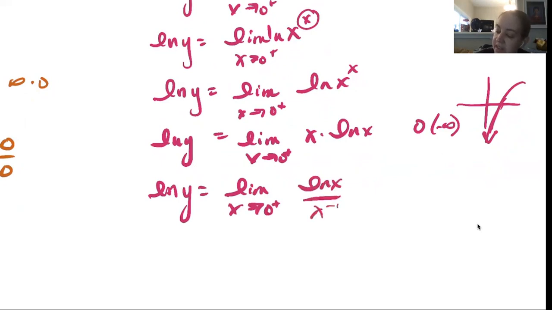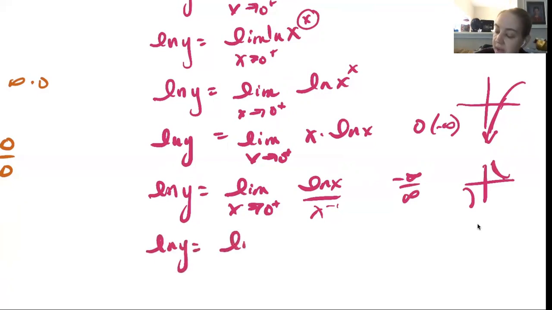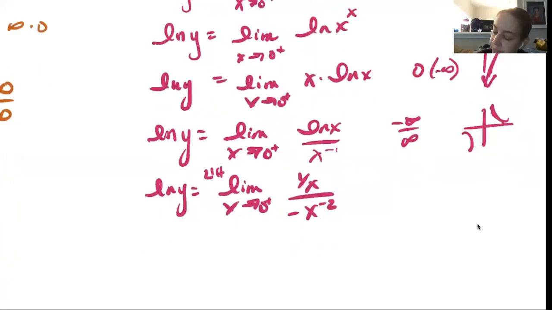Now if I look at that 0 from the right, this is a negative infinity. That x to the negative 1 is 1 over x. So if I approach 0 from the right, this is infinity. This is indeed indeterminate. So we are able to use L'Hopital. So the natural log of y is the limit as x approaches 0 from the right. Remember, this is a L'Hopital problem now. The derivative of natural log of x is 1 over x. The derivative of x to the negative 1 is negative x to the negative 2.